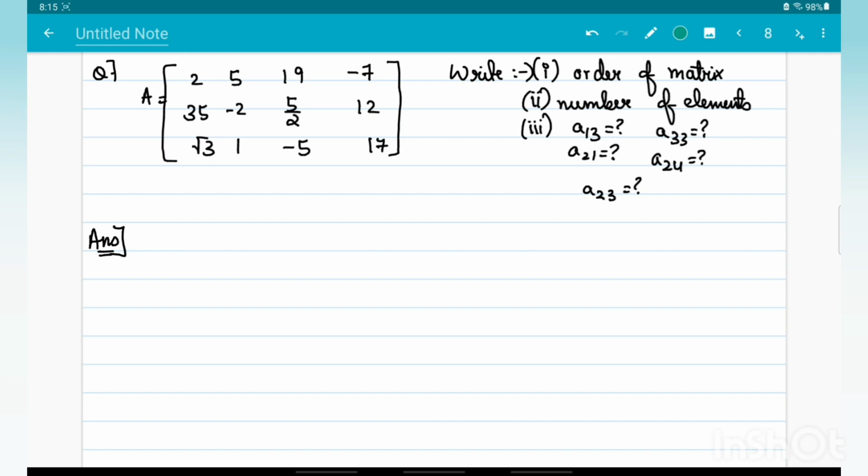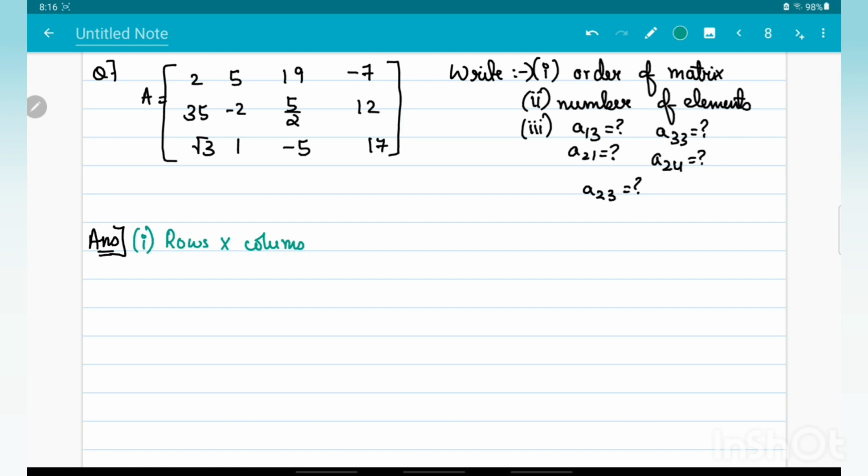So here comes the first question. Now in this, they have given us a matrix A, and they have asked us to write the order of the matrix, the number of elements, and then they have asked us to write all these elements. Okay, now first thing is we have to write the order of matrix. Now in order to write the order of matrix, you know that you write it as rows into columns. That is what is your order of matrix.